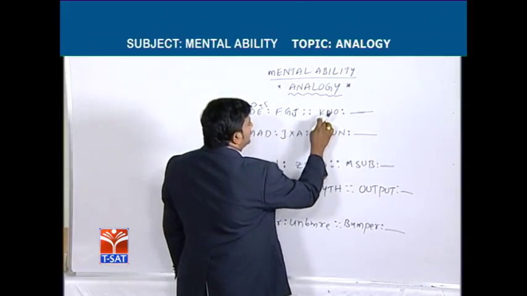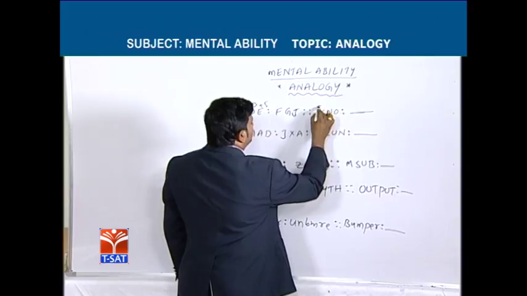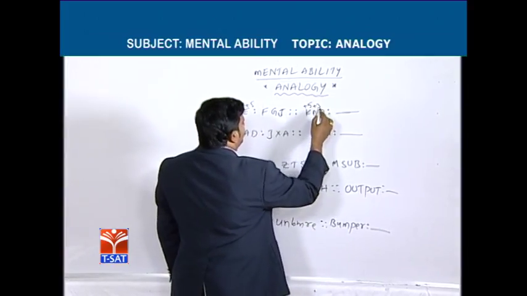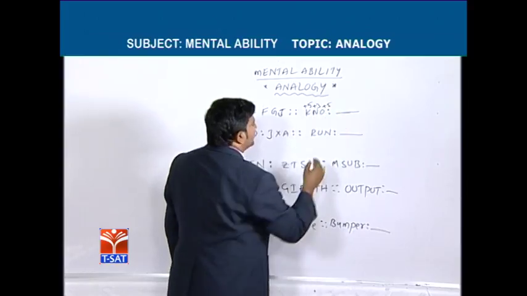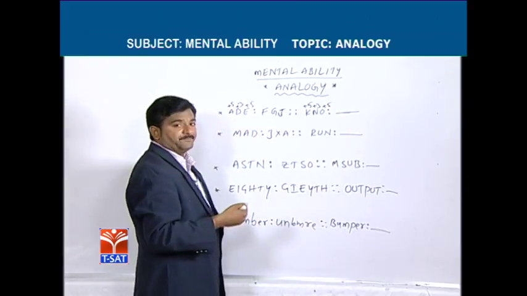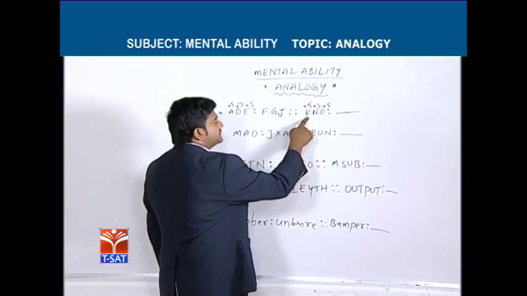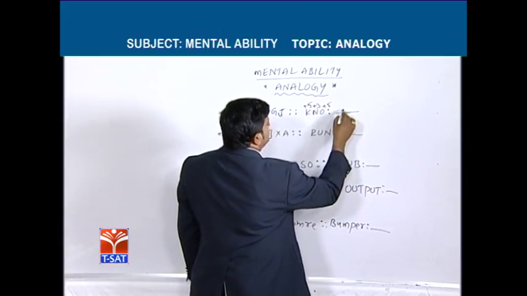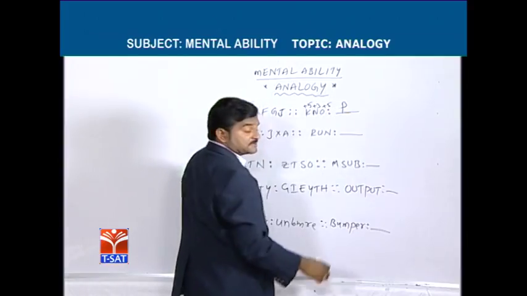Here also, K N O. For K, I need to add plus 5. For N, I need to add plus 3. For O, I need to add plus 5. Plus 5, plus 3, plus 5. See, K means 11. 11 plus 5 means 16. 16th one is how much?